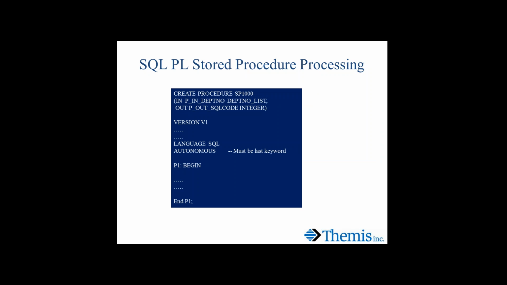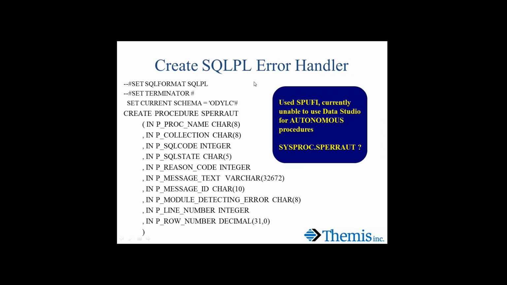So when we're defining those autonomous stored procedures, language is autonomous and it must be the last keyword in our definition. Now in our sample here, we use Spoofy because currently Data Studio doesn't accept the autonomous keyword. Now, this is a common error handler. If I place the procedure in a collection or a schema, which is the collection ID by default, that is to my application group collection, then I have an error handler unique to that collection of packages.